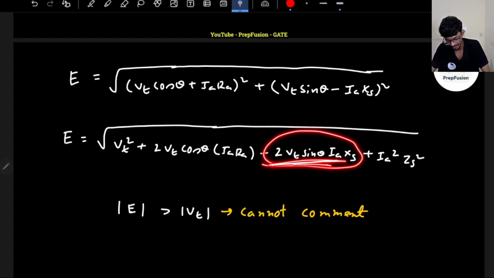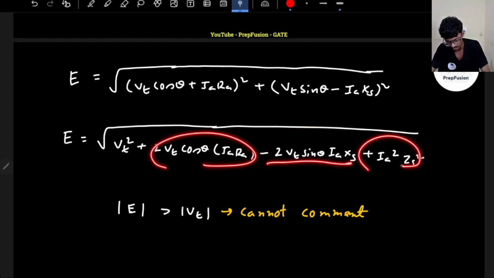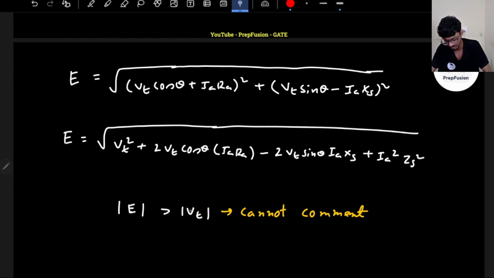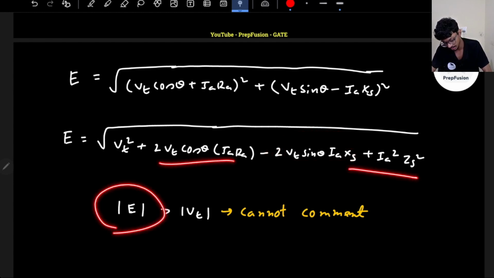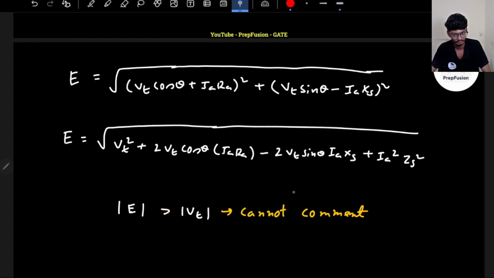If this value is very high, let's say this is very dominating compared to these two values, then I'm subtracting from Vt square. So then this will be lower, and my magnitude of E will be lower than Vt, right? If the magnitude of this is small, then these are dominating, then the E will be greater than the Vt. Okay.